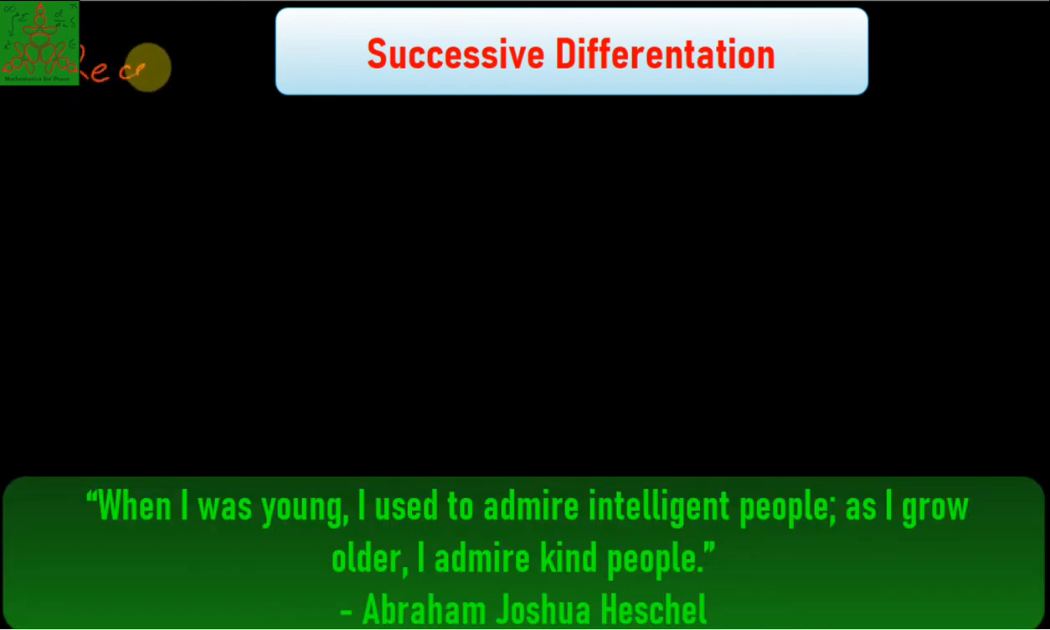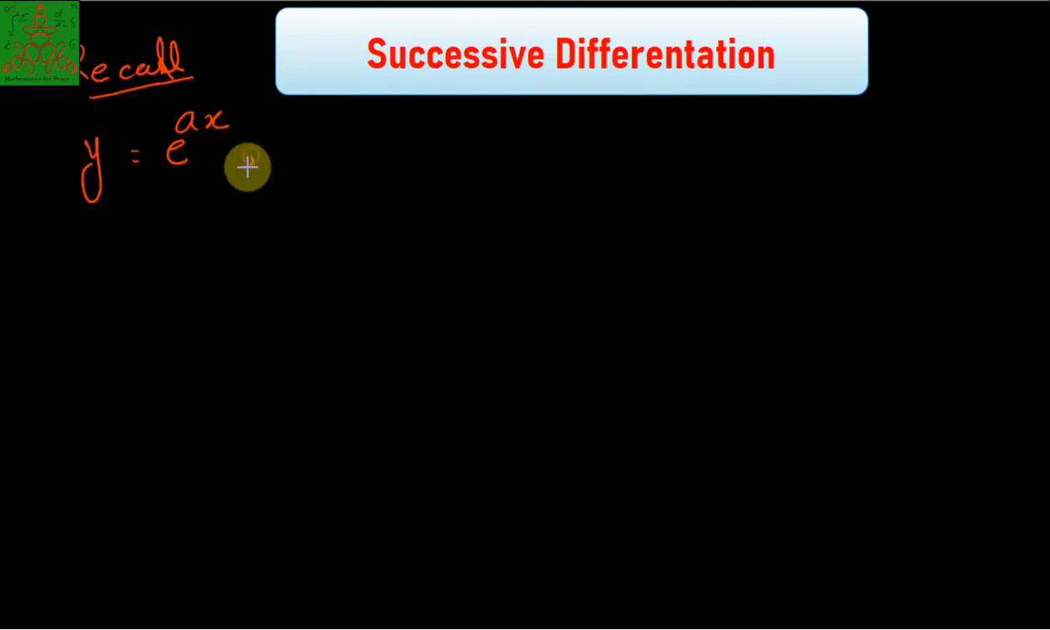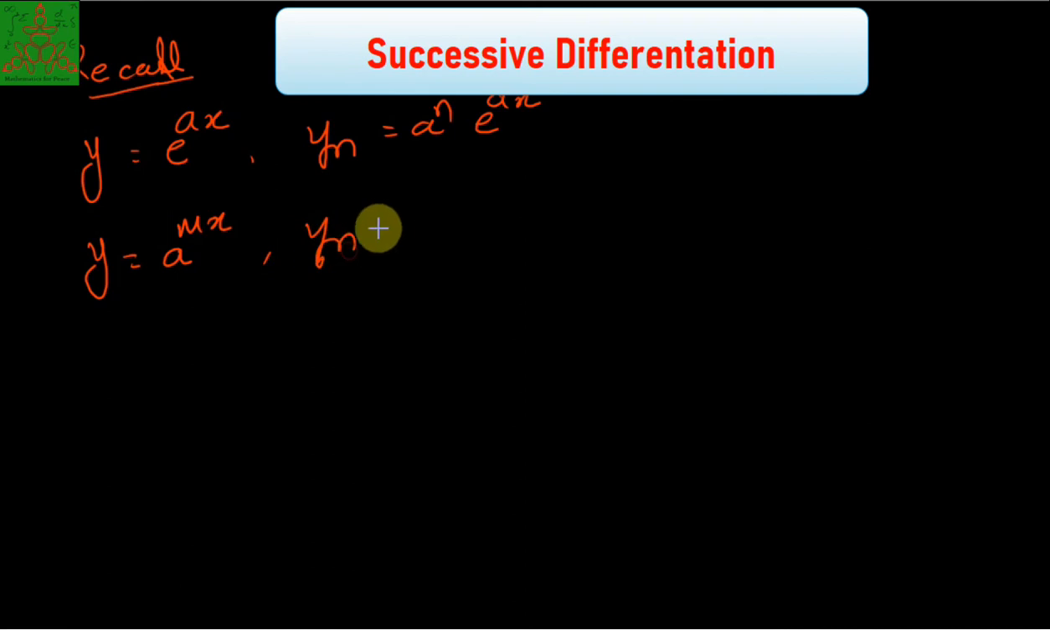Let us recall what we did in the previous lecture. In the previous lecture, we talked about successive differentiation of the function y equal to e power ax, that is, yn is a power n e power ax. The second function we discussed is a power mx; the nth derivative of a power mx is m power n log a power n into a power mx.